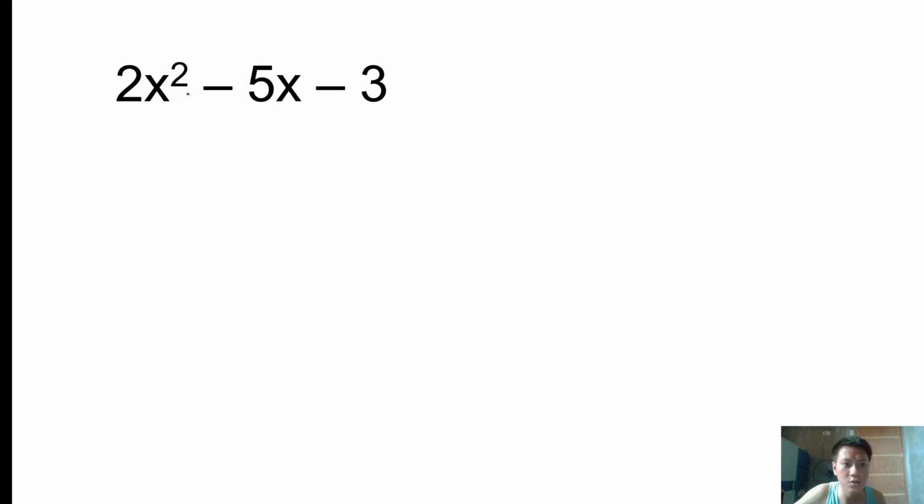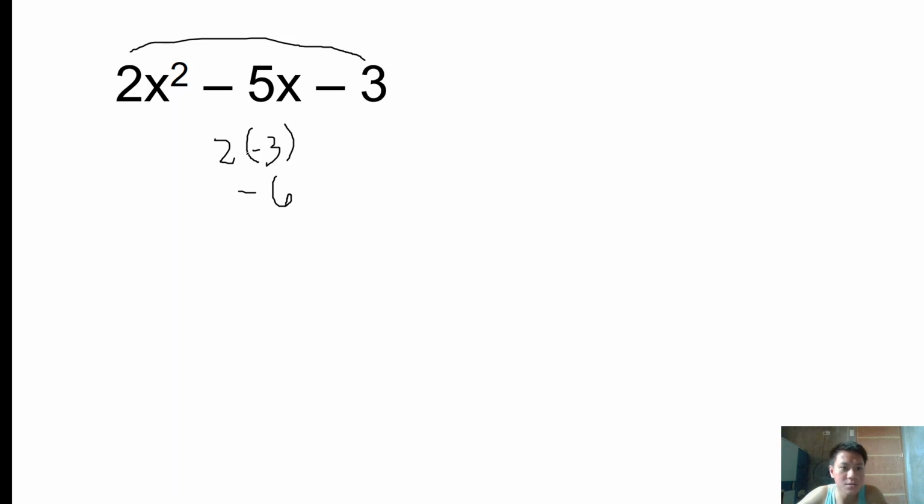Kung mapapansin ninyo, wala na tayong makikita. Factoring trinomial pa rin siya, kaya lang, hindi na 1 yung leading coefficient. And aside from that, wala na tayong ma-extract na common factor. So sa case na to, ang una nating gagawin is to multiply the leading coefficient to the last term. Okay, the leading coefficient is 2. I-multiply natin siya kay negative 3. Okay, 2 times negative 3 is negative 6.